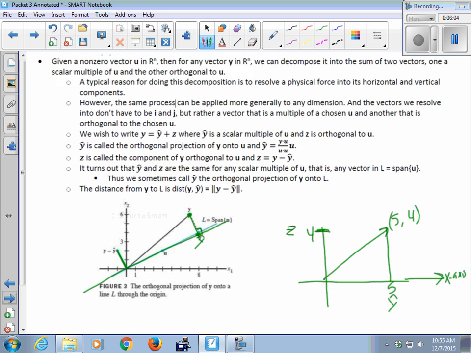So that's how we break it down, right? The same process can be applied more generally to any dimension. We don't always just use i and j to break things down. You can break it down any way you want.